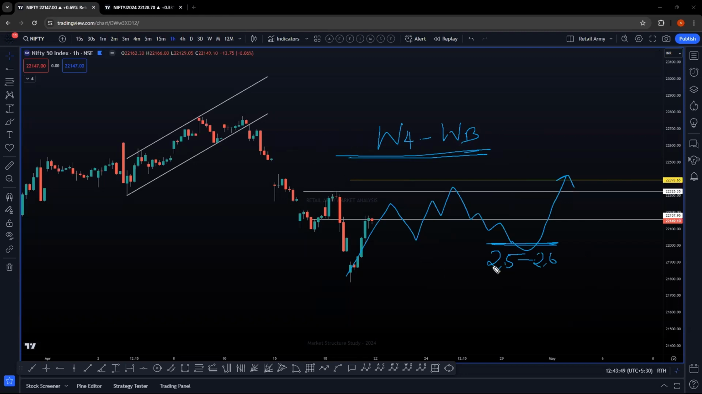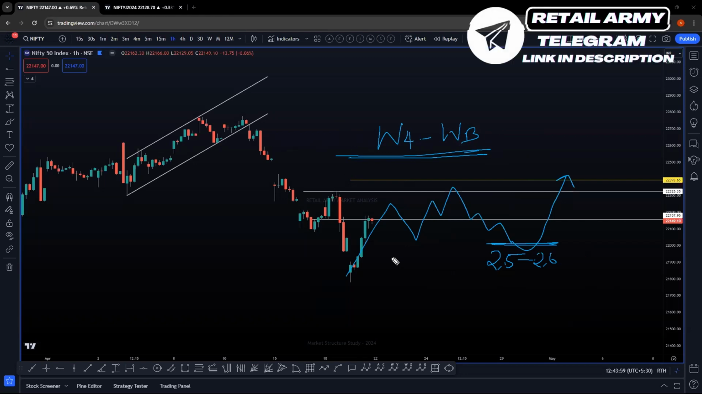Okay. So before 25th, 26th, I'll be looking for intraday setups using the intraday time cycle zones. Some of them I'll share in the Telegram group. So the link is in the description box, the public Telegram group. Do join if you are interested in knowing the time cycle zones.